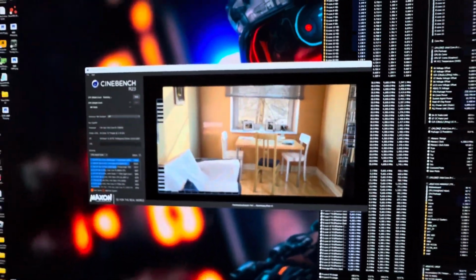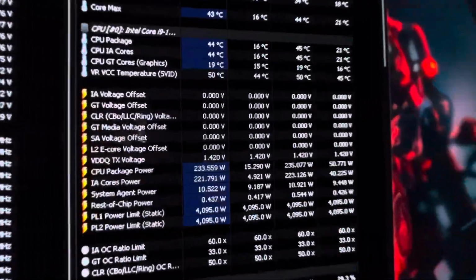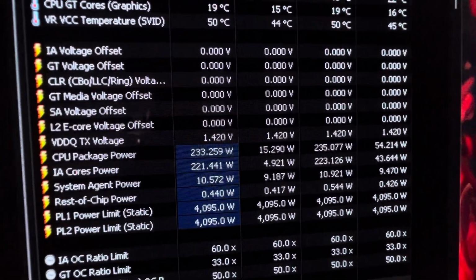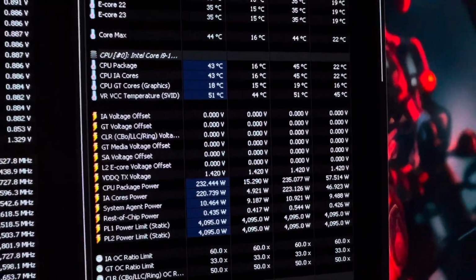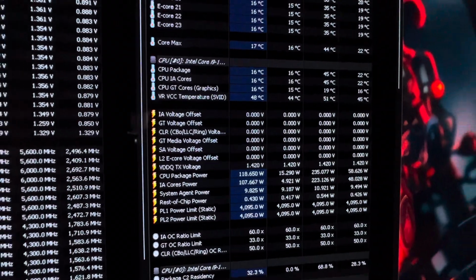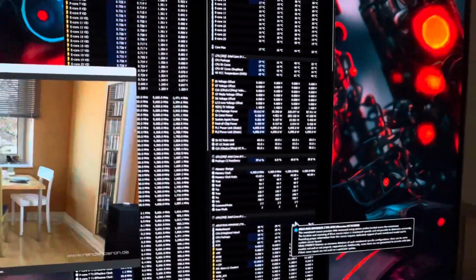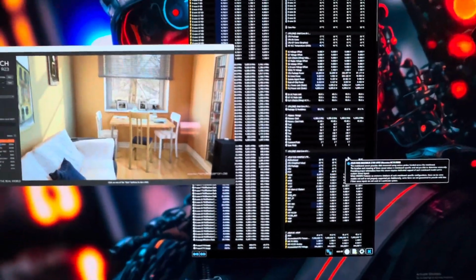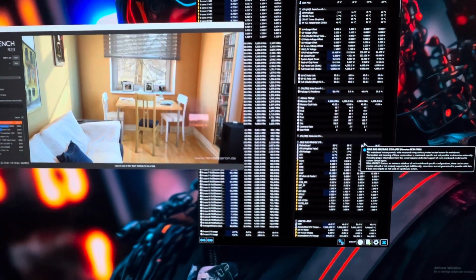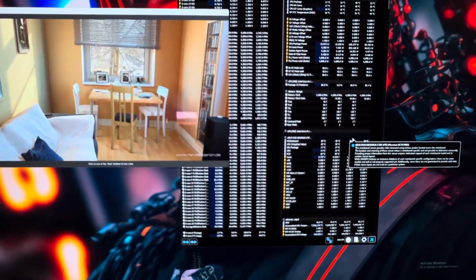And as far as power consumption, I think it's 235 watts. I can actually get it down less than that even. But that power right there is just unbelievable. It's awesome performance.